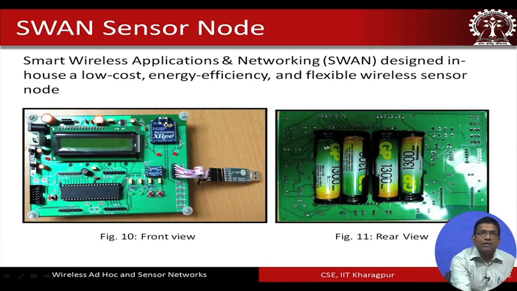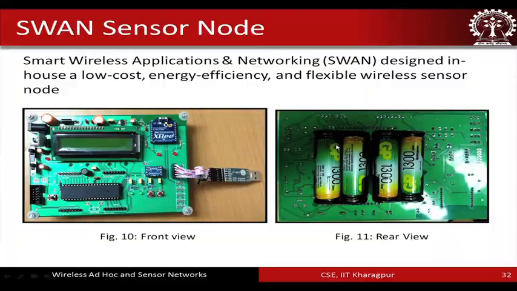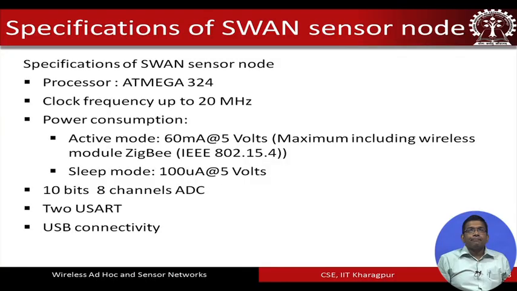So these are the batteries that we have used for our general purpose sensor nodes, but one could use other batteries, a small sized battery, depending on the requirement for which the sensor node is fabricated. So this is the general specifications of the sensor node that we have developed.